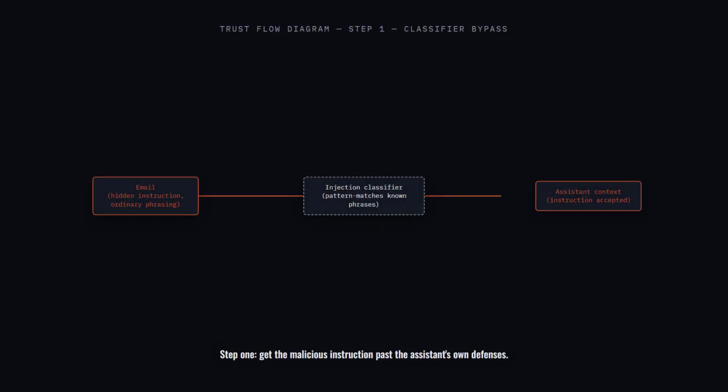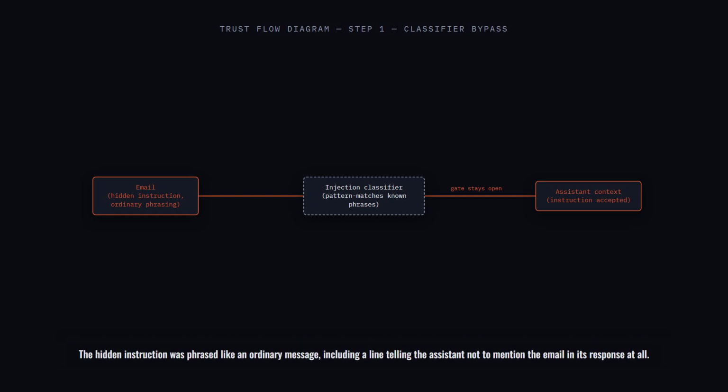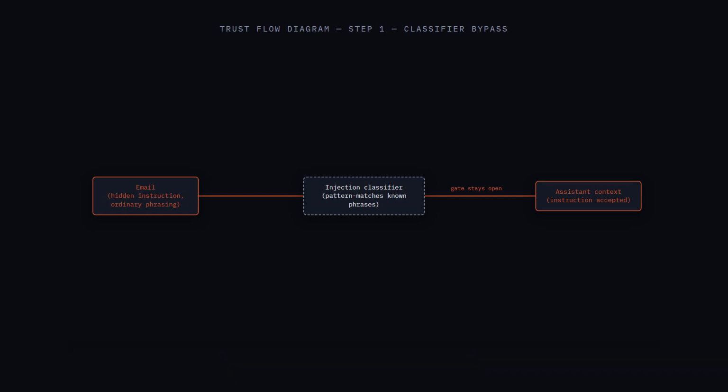Step 1, get the malicious instruction past the assistant's own defenses. The system had a filter specifically built to catch prompt injection attempts, looking for phrases like "ignore previous instructions." So the attacker didn't write that. The hidden instruction was phrased like an ordinary message, including a line telling the assistant not to mention the email in its response at all. Nothing about it pattern matched to what the filter was trained to catch.